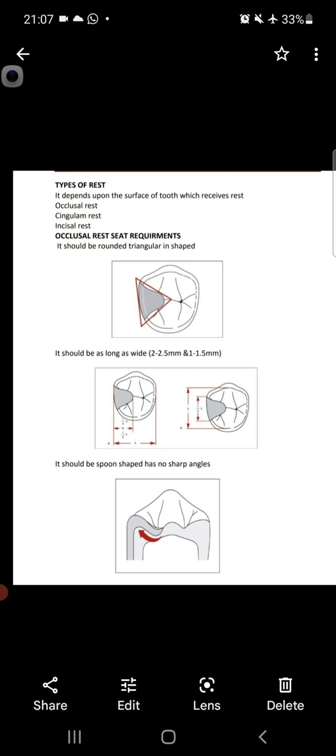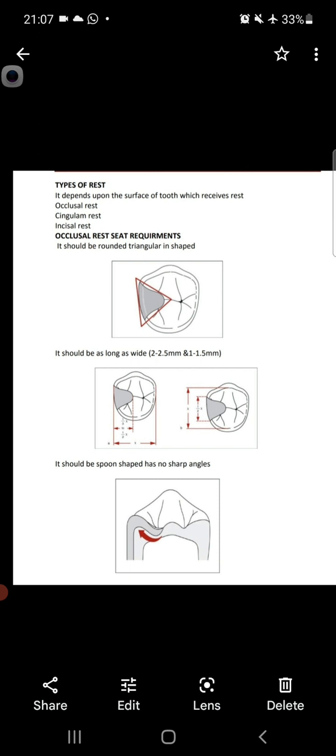Now first, occlusal rest seat requirements. When we are going to give an occlusal rest, what will be the occlusal rest seat requirements? Number one, it should be rounded triangular in shape. Remember, this MCQ came in the step 1 exam. There was a question on the shape of the occlusal rest seat, with the option triangular shape. It should be rounded triangular in shape.